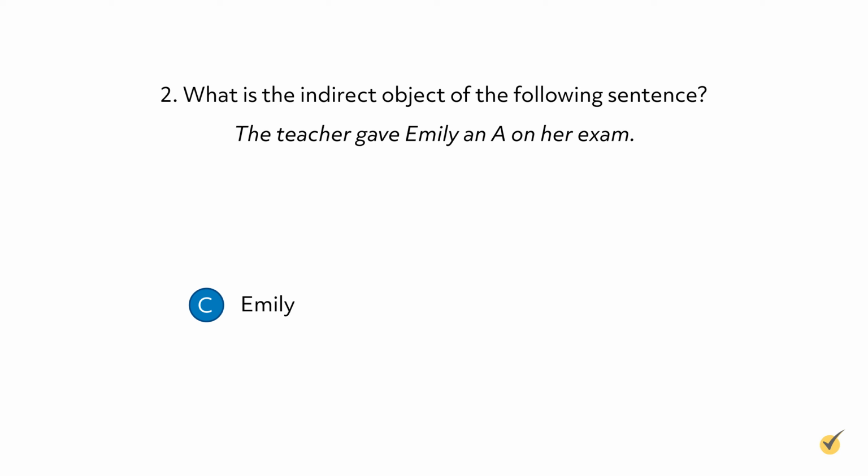The correct answer is C. The direct object of the sentence is the word A because that's what the teacher gave. When we ask, to whom was the A given, the word Emily is the only word that answers the question, so it is the indirect object of the sentence.